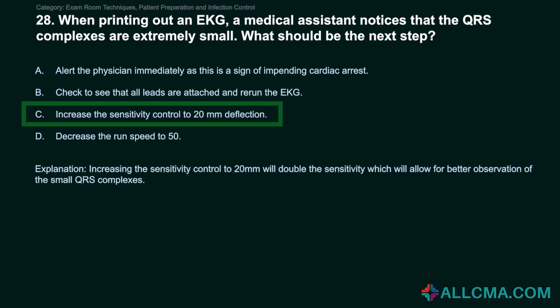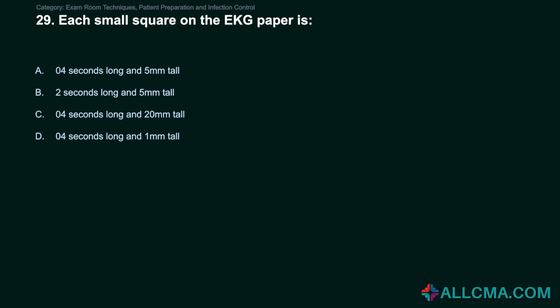Increasing the sensitivity control to 20 mm will double the sensitivity, which will allow for better observation of the small QRS complexes. 29. Each small square on the EKG paper is A. 4 seconds long and 5 mm tall. B. 2 seconds long and 5 mm tall. C. 4 seconds long and 20 mm tall. D. 4 seconds long and 1 mm tall. Correct answer, D. 4 seconds long and 1 mm tall.